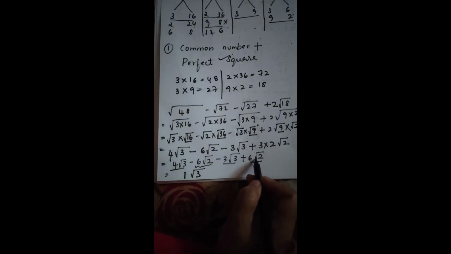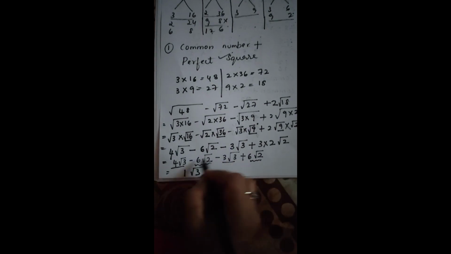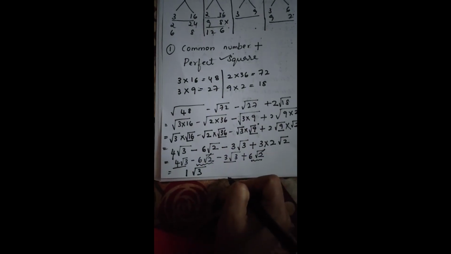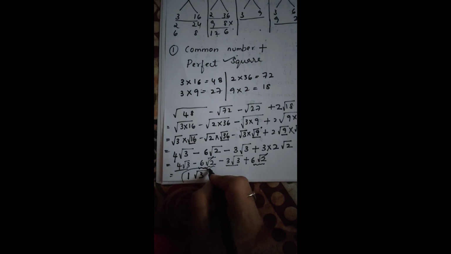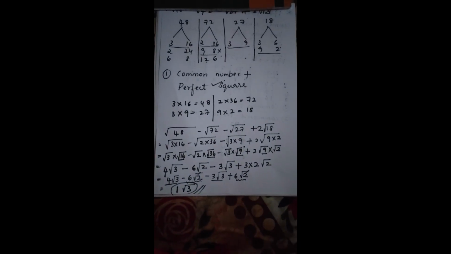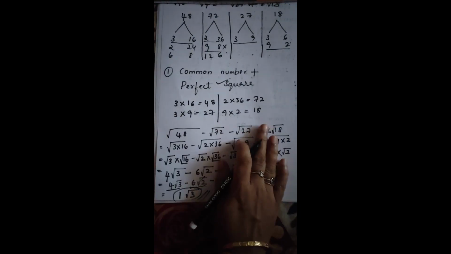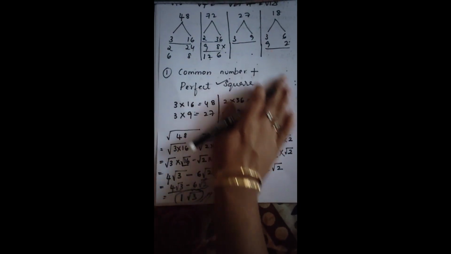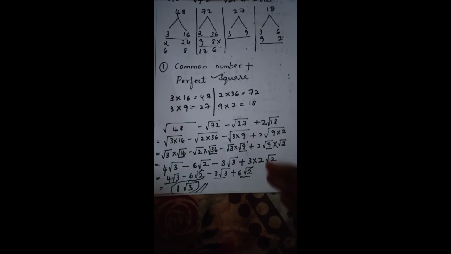Then root 2 common, minus 6 plus 6, 0. It goes off. So the answer is 1 root 3. Simple answer, but lengthy method. The method is very simple, but I have just explained it so that once you know it thoroughly, you can write it easily. Solve the other problems.